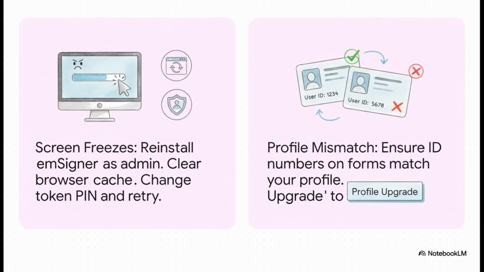Here are a couple of other quick ones. If your screen just freezes up or says it can't find your DSC, the culprit is usually that mSigner software or your web browser. Try reinstalling mSigner as an administrator this time and clear out your browser's cache. If you get a profile mismatch error, that's just a data issue. It means the PAN number in the form doesn't match your MCA profile. You'll just have to pop over to the profile upgrade page and make sure everything lines up.